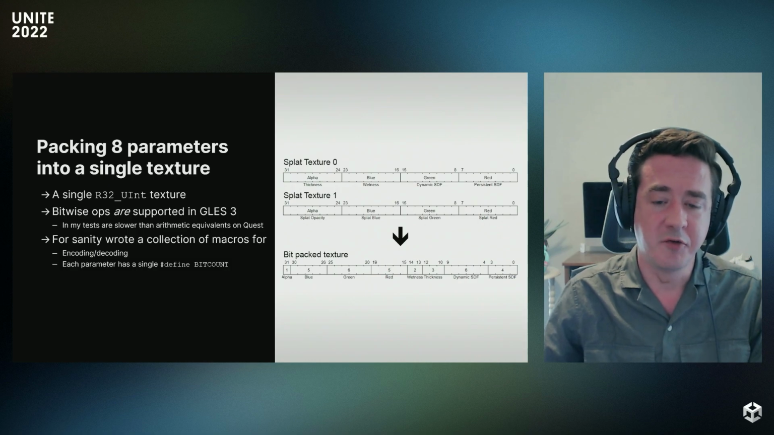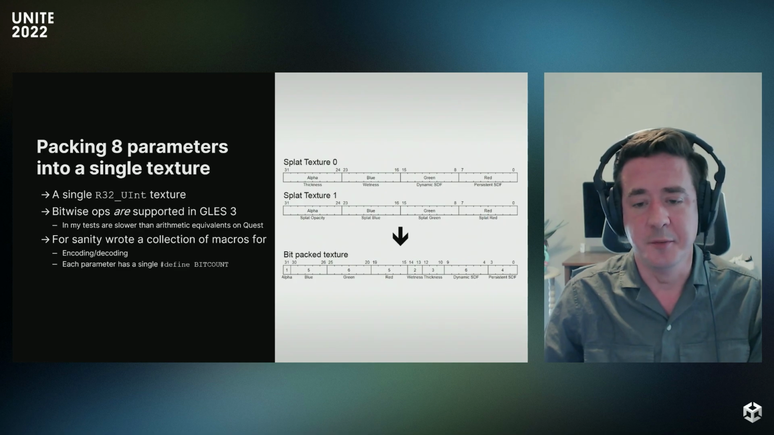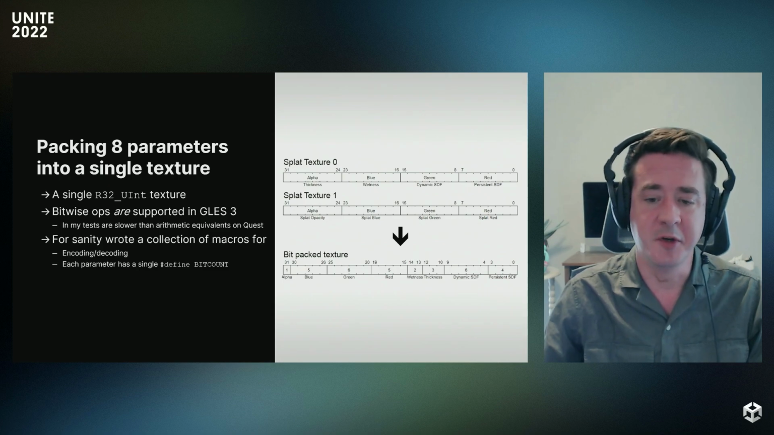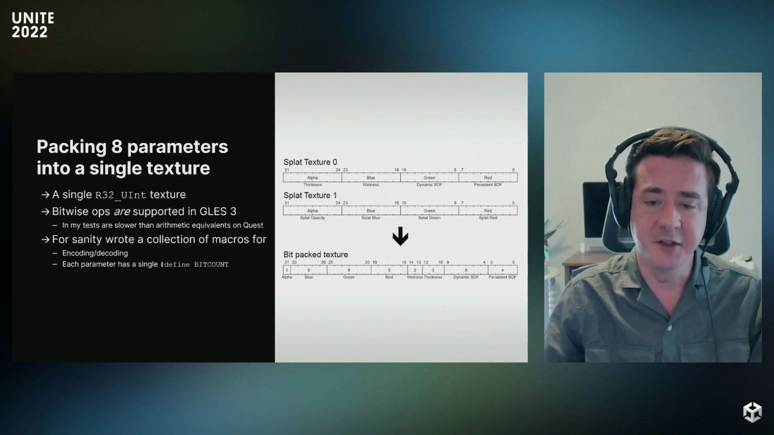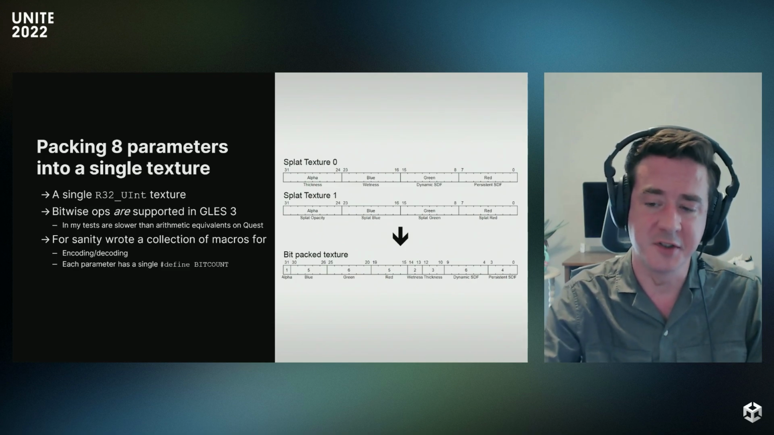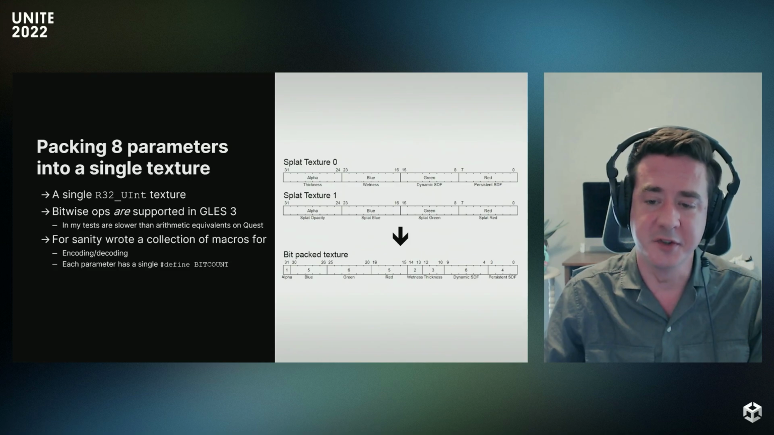And for sanity, we wrote a collection of macros for doing this encoding and decoding, but also in a manner that allowed us to have it defined for each of the parameters that we wanted to pack, representing how many bits we wanted to allocate. And so all we had to ever do to change the bit depth for each parameter was simply update a single define for that parameter. And that was super useful during development because it allowed us to really see which data needed more precision than others. And this is how we ended up with this layout within the 32 bits.